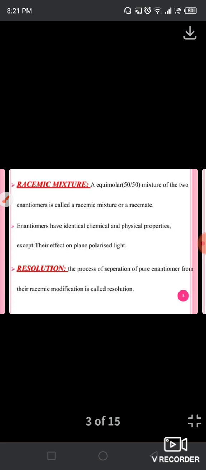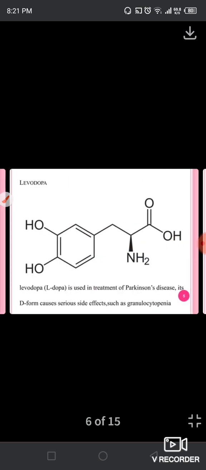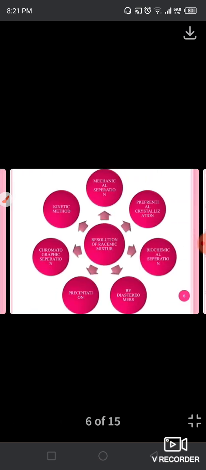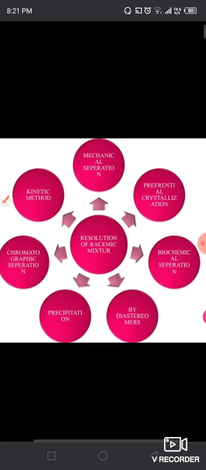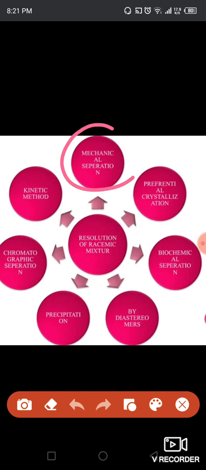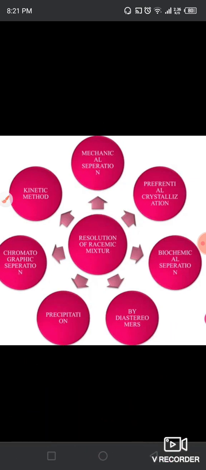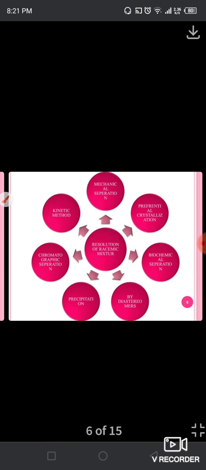So what do you have to do for it? You need some mechanisms, and these mechanisms are listed here. For example, for the resolution you can use the mechanical separation method, precipitation and crystallization, biochemical method, precipitation method, and chromatographic method. These methods are discussed in this lecture, and a chemical method is also given to you. Okay, so now we should move on to the next slide.